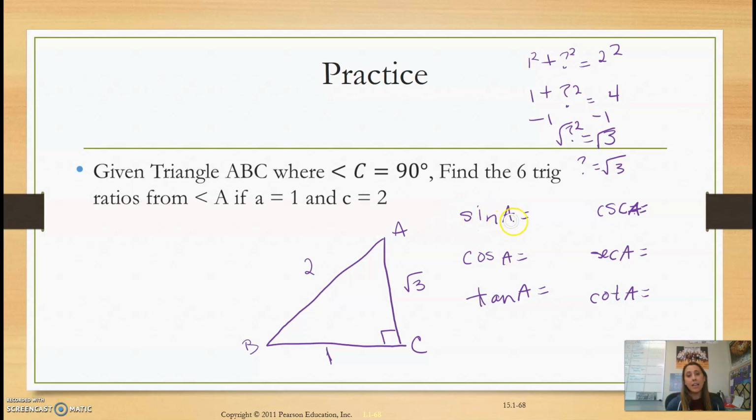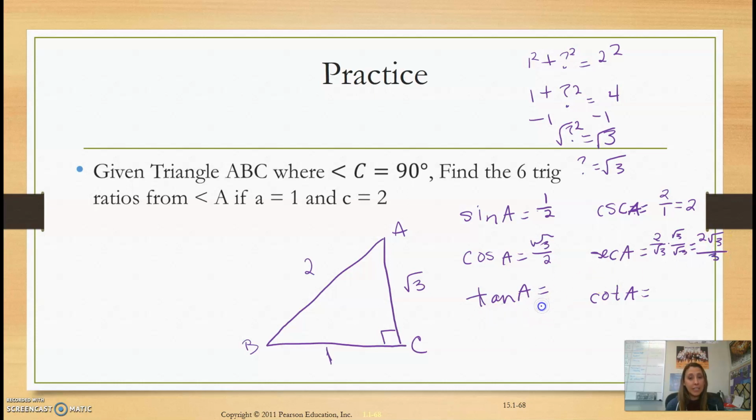So to find the sine of A, I'm going to get the opposite side of A, so 1, over the hypotenuse, which is 1 over 2. The cosecant then is going to be 2 over 1, or 2. Then the cosine of A is the adjacent, the square root of 3, over 2. And my secant is going to be 2 over the square root of 3. Okay, there I need to rationalize. So I'm going to multiply by the square root of 3 over the square root of 3, and I end up with 2 times the square root of 3 over 3.